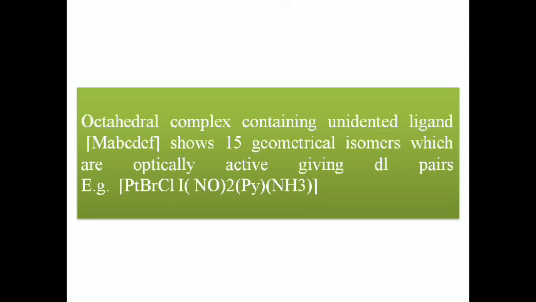Note to point out that 15 geometrical isomers are formed in an octahedral complex of M, A, B, C, D, E, F. For example, platinum with Br, Cl, I, NO2, pyridine and NH3. All the ligands are different. Hence, it shows 15 geometrical isomers.